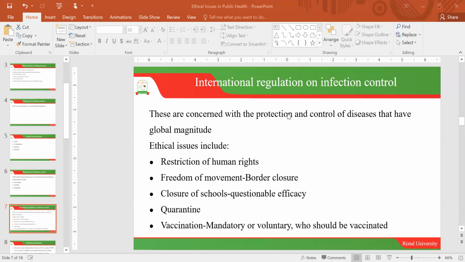So the problems were actually created, yet we are supposed to avoid problems or risks, as the principle of non-maleficence talks about. Okay, so those are issues that are associated with infection control, as manifested during the COVID-19 pandemic. Okay, so we move forward.